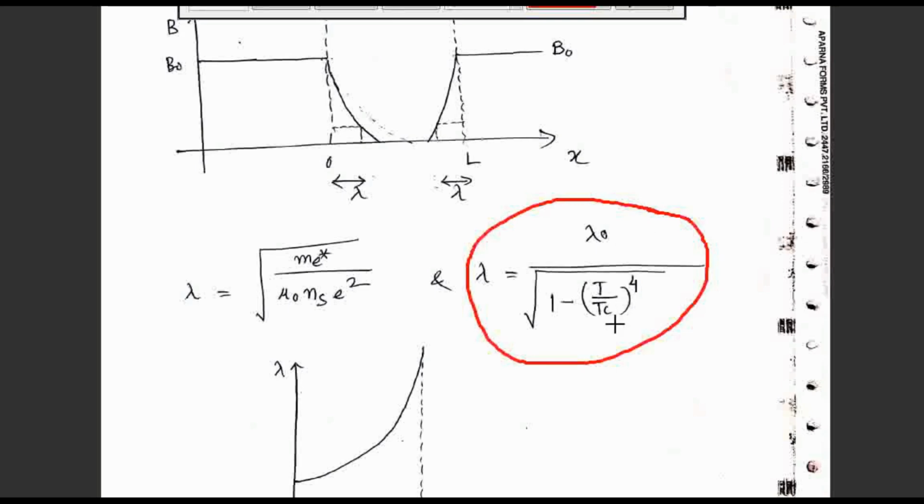Now you see, when the temperature becomes the critical temperature of that material, whatever material you have taken, when that external temperature becomes equal to the critical temperature, then this term will be 1. So 1 to the power 4 equals 1. Then 1 minus 1 equals what? 0. So any 0 term in the denominator will make the whole term infinity.